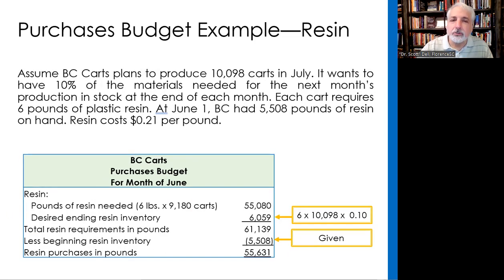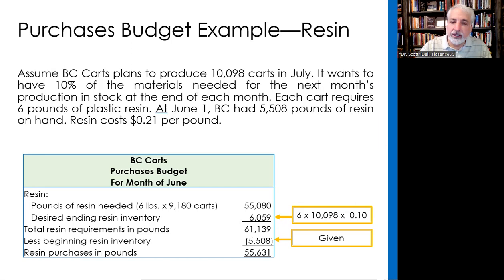Now we go to a purchases budget. You recall the purchases budget said previously we were just buying inventory. Now we're buying materials to produce our finished goods. So we want to have 10% of the materials needed for next month's production in stock at the end of each month. 6 pounds of plastic resin is required for each cart. We had 5,508 pounds of resin on hand, and it cost 21 cents per pound.